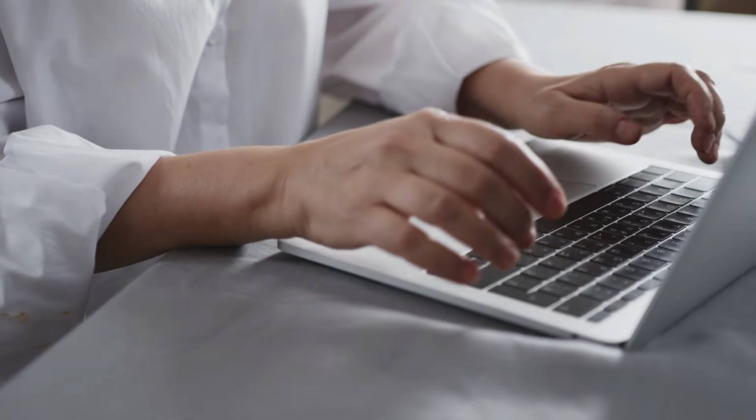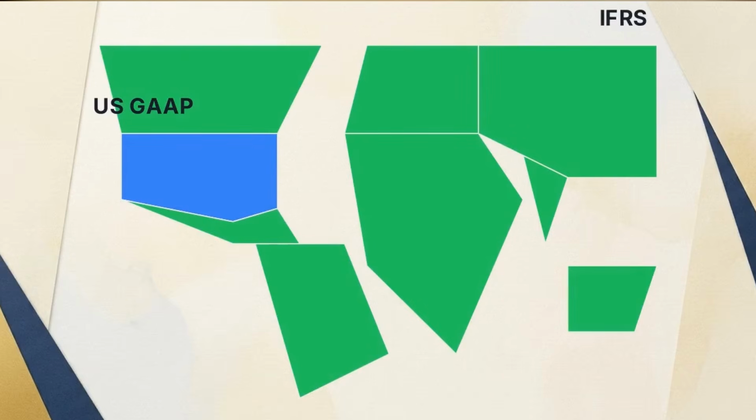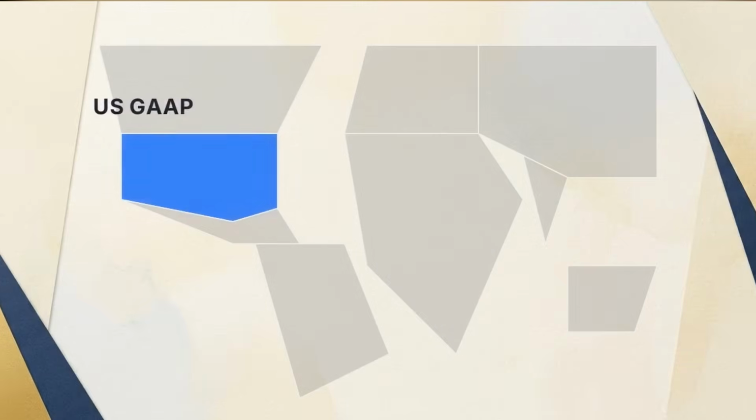Okay, great. Now let's move ahead and talk about US GAAP versus IFRS. India does not follow US GAAP. In India, we follow something called Ind AS, which is highly inspired from IFRS. And IFRS is used in over 140 countries. Can you guess how many countries follow US GAAP? There is only one.